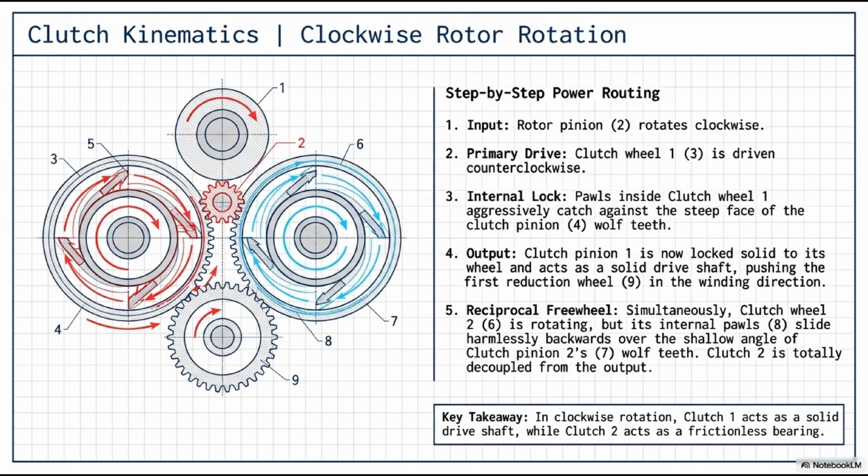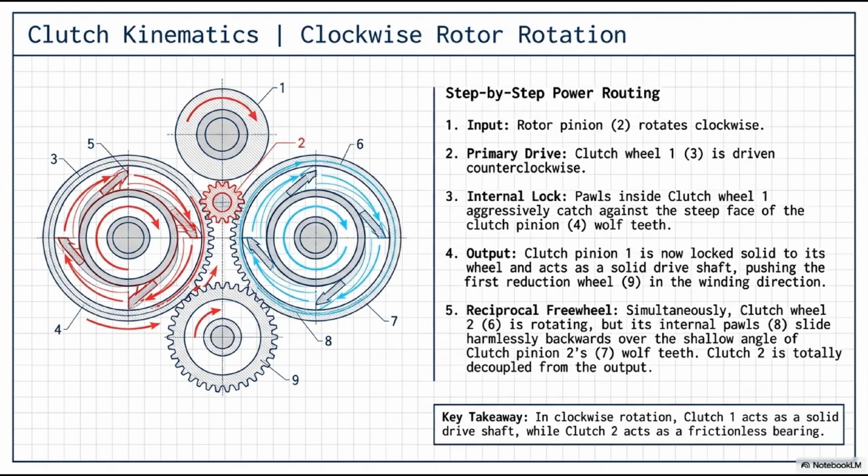Step 1, input: the wearer's wrist moves, and the rotor pinion, 2, rotates clockwise. Step 2, primary drive: because it's meshed, clutch wheel 1, component 3, is driven counterclockwise. Step 3, internal lock. This is where the magic happens. As clutch wheel 1 turns CCW, the internal pawls inside it aggressively catch against the steep, vertical faces of the wolf teeth on its central clutch pinion, 4. Step 4, output: clutch pinion 1 is now locked solid to its outer wheel. It acts as a solid, rigid drive shaft, pushing the first reduction wheel, 9, in the correct winding direction.